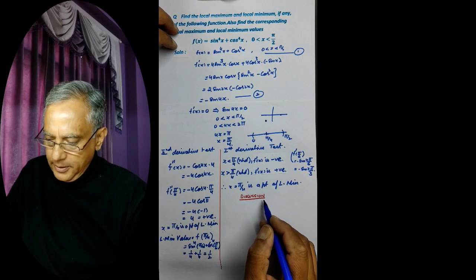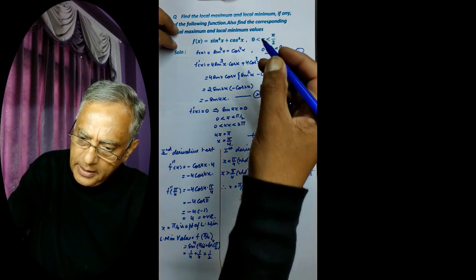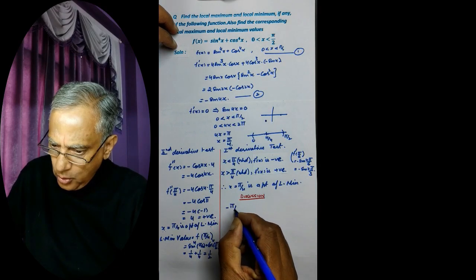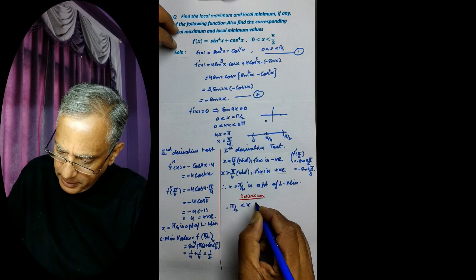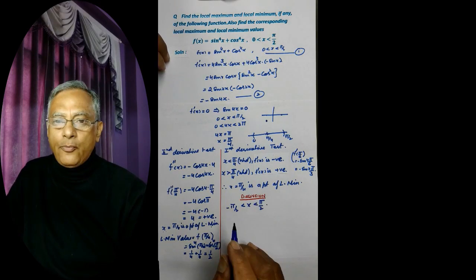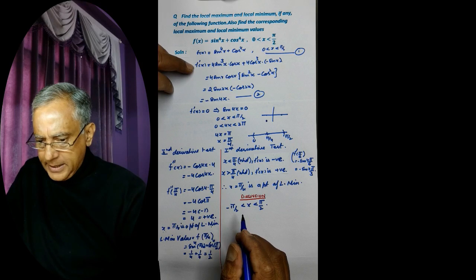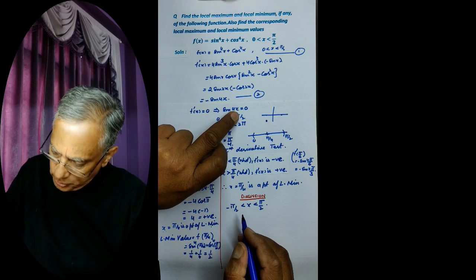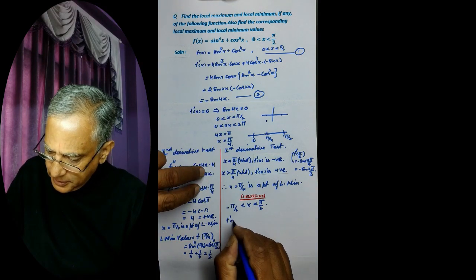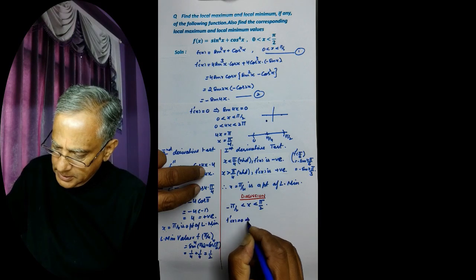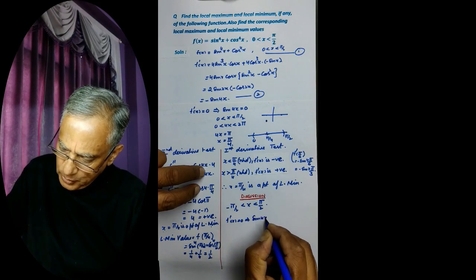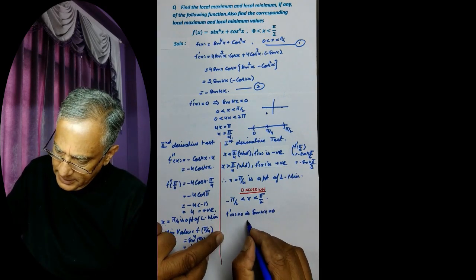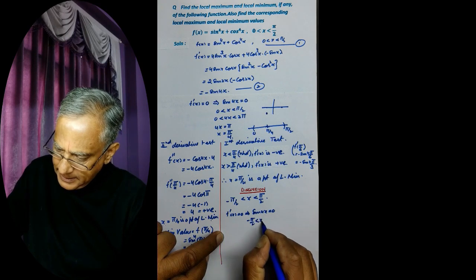Discussion. Now, if in the above question the interval is, say, minus pi by 2 is less than x is less than pi by 2, then what we have to do is, now f dash x is this much. We put f dash x equal to 0. So f dash x equal to 0 implies sine 4x is 0. And now x lies in minus pi by 2 is less than x is less than pi by 2.